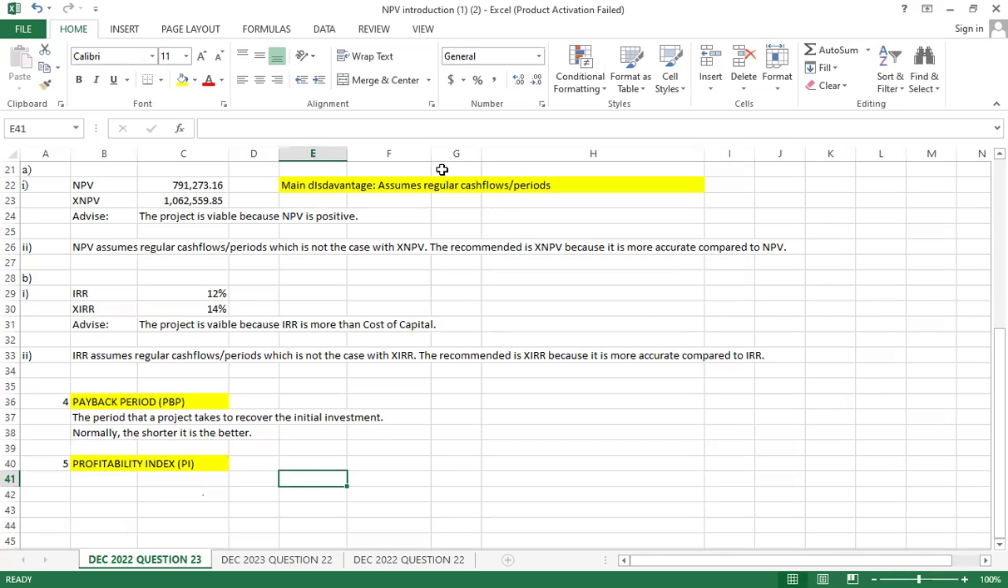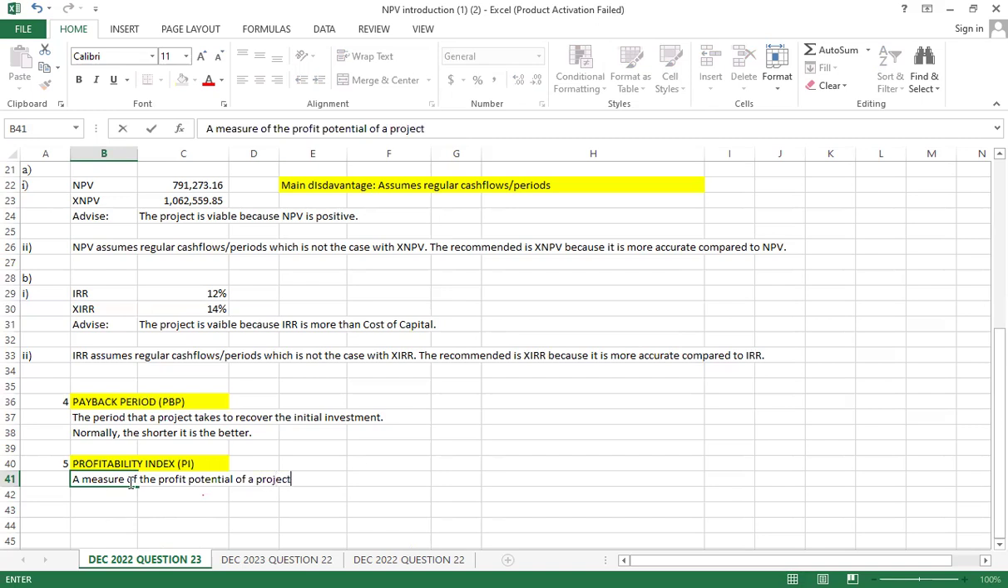That is right. So we define the profitability index as a measure of the profit potential of a project. We calculate it like he has defined it for us.